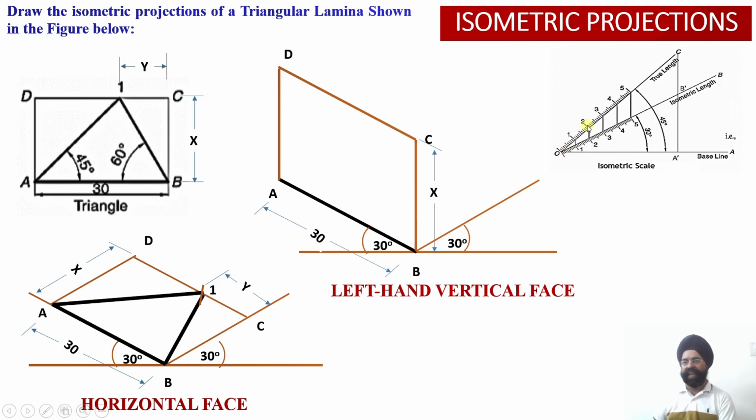Whatever distance y is there on the true scale, this will be transferred onto the isometric length and this distance will be marked over here. Once I mark this distance y, I get the point 1 over here. And the moment point 1 is located, once again I can complete the construction of my triangle. Once again this angle won't be equal to 45, this angle won't be equal to 60 degrees.